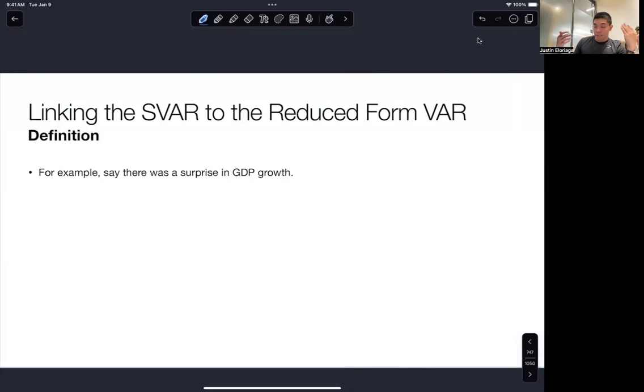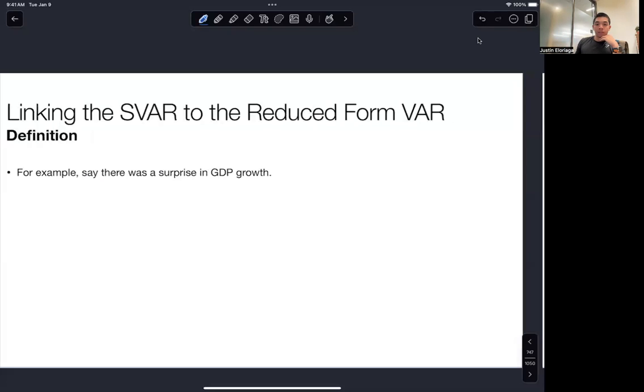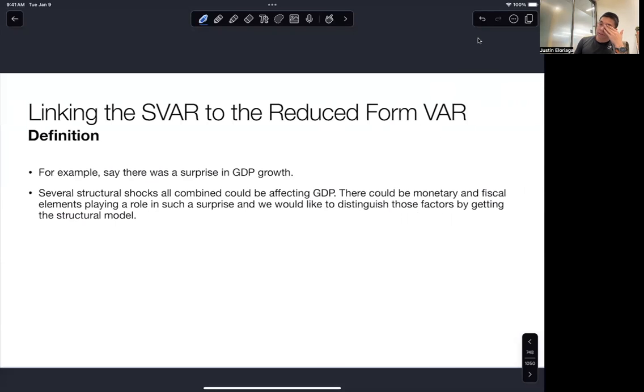Now, for example, let's look at what a structural shock will do. Suppose there was a surprise in GDP growth. Several structural shocks combined could be affecting GDP, as there are many things that could affect it. But if we can isolate a specific shock, then it would be brilliant. In the world of shocks, there could be monetary and fiscal elements playing a role in the surprise affecting GDP. What we need to do is try to distinguish those factors by getting the structural model.